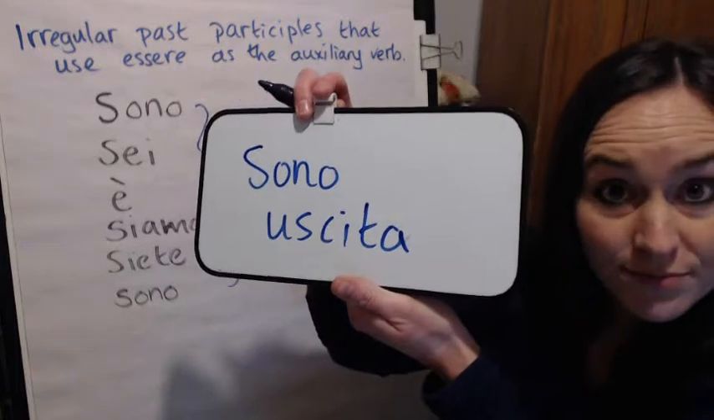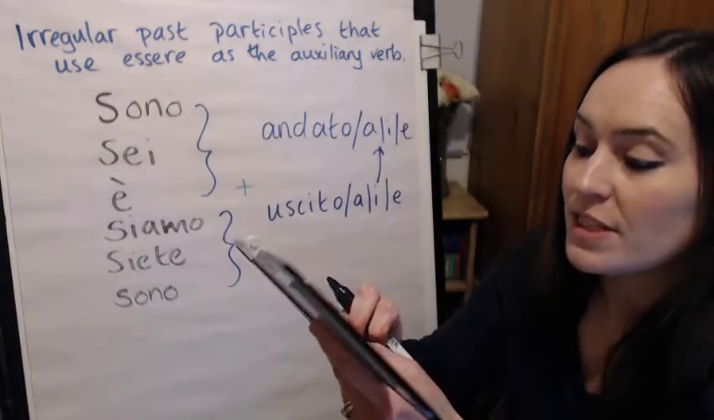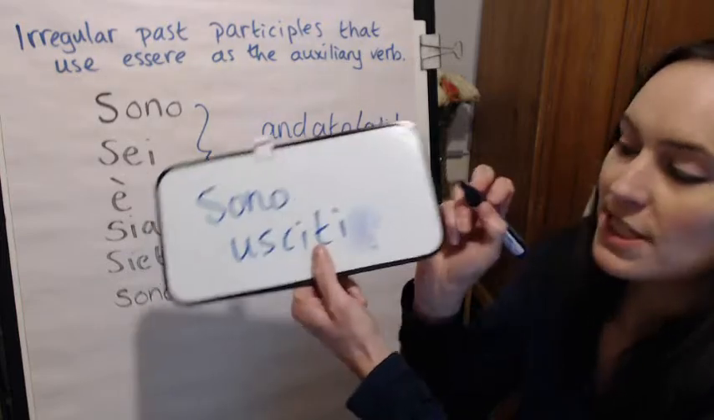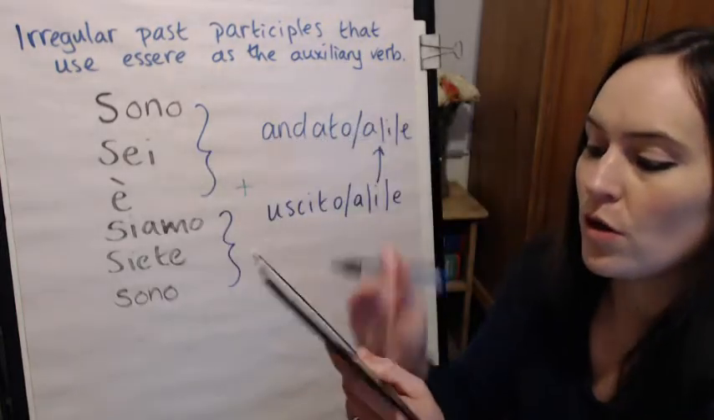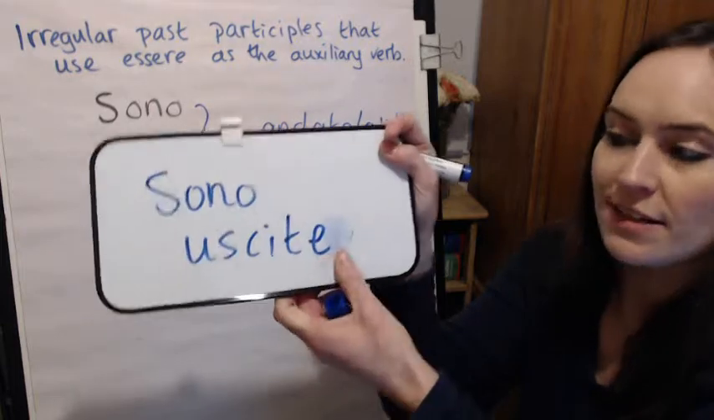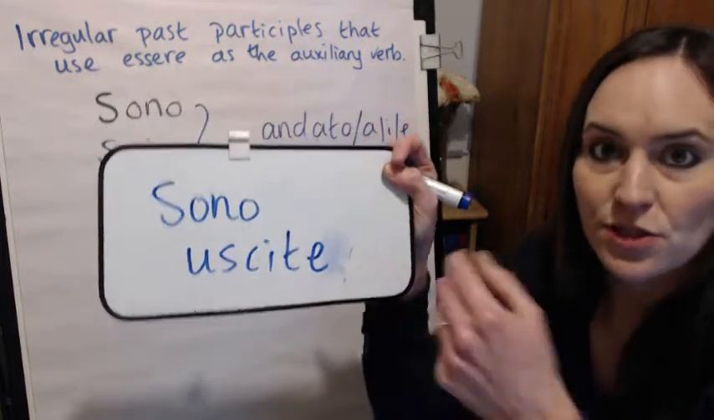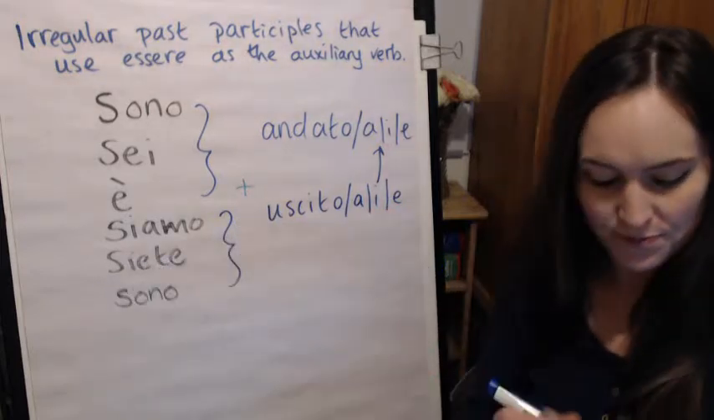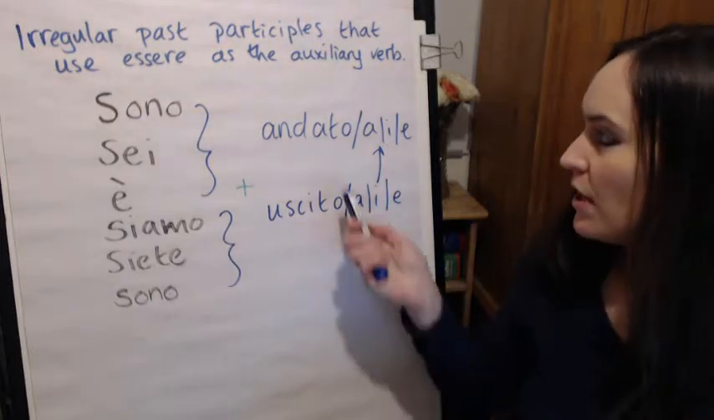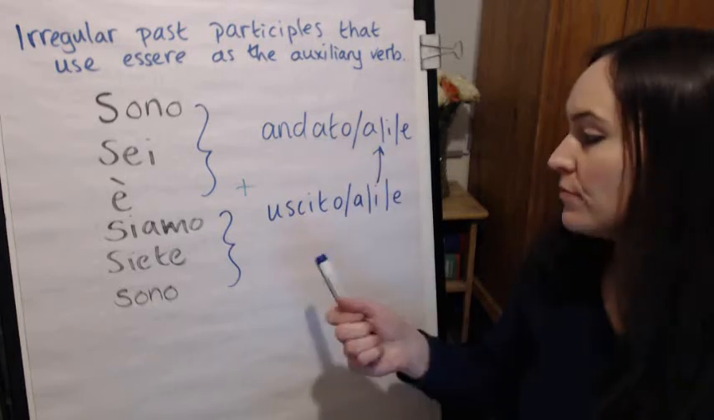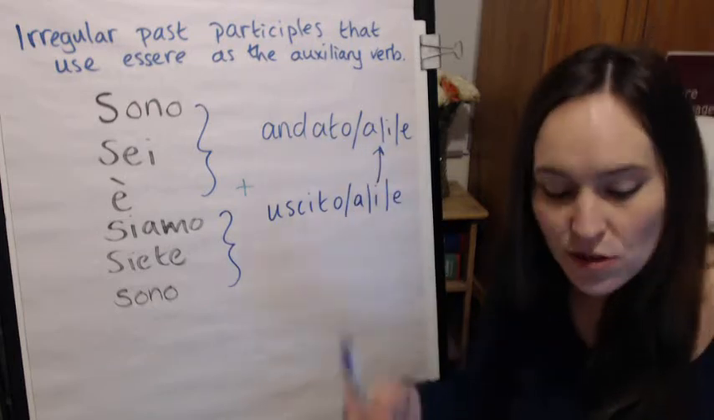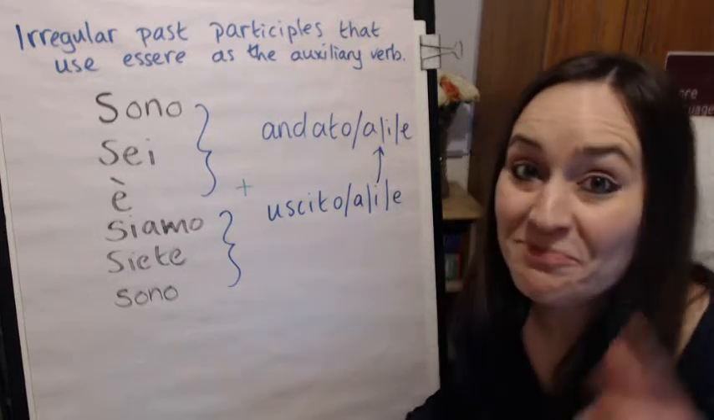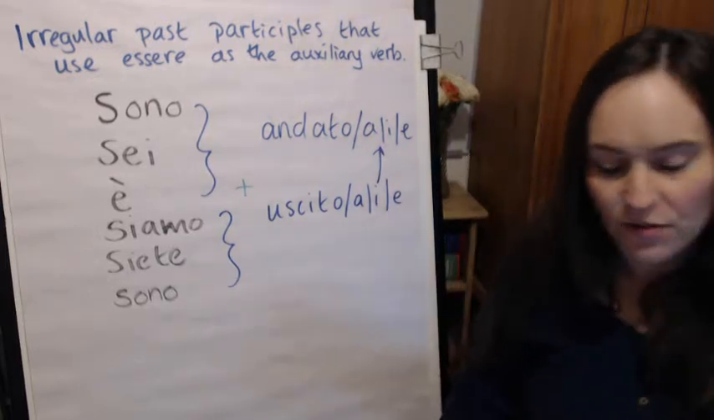Sono uscita. If it was they went out, it could either be sono usciti or sono uscite. Okay, so the ending tells you all about the gender and number of the subject. Okay, so ARE goes to ato, IRE goes to ito, or ita, iti, ite. Okay, and then we have, what else do we have?